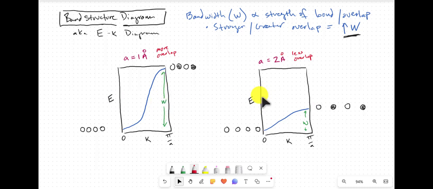And so I've given you drawings of EK diagrams or band structure diagrams for two scenarios of the same one-dimensional hydrogen crystal. Here I've got the lattice parameter of an angstrom, which I'm representing here with the atoms being pretty closely spaced together, and then doubling that, so to 2 angstroms. So it's the same linear chain, I'm just doubling the distance. Well, intuitively, you would think that as I increase the distance between the atoms, they have less overlap, which means a weaker bond, and that's exactly what we see in the outcome of our EK diagram.